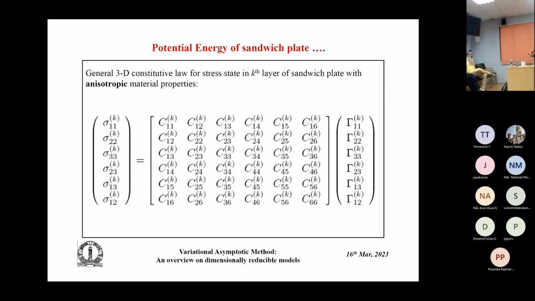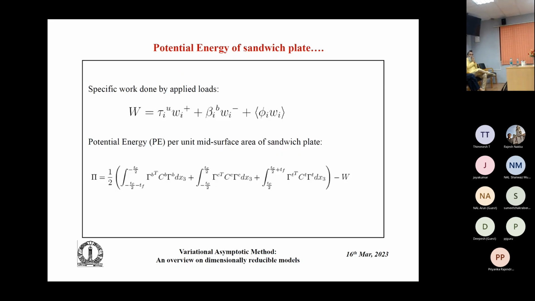This is the well-known constitutive law which relates the stress as well as the strain. Here we are talking about the 3D stress as well as the 3D strain, and this is related by the stiffness matrix, where k stands for the particular layer for which the strain and the stress vectors are related. Once the stress as well as the strain have been formulated, we use the specific work done. We can use either the traction force on the upper surface or bottom surface, or the body force.